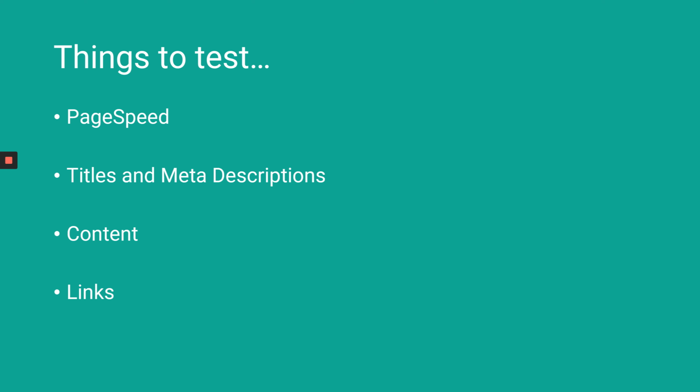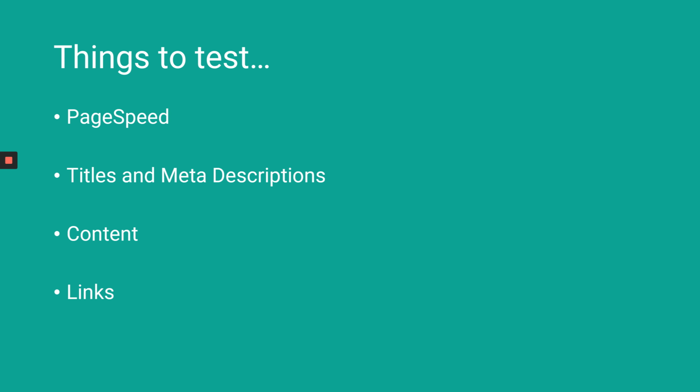Here's some ideas of things to test. Page speed is a good one, so if you improve the page speed score on an individual page or across a site, you can set up a test and see how that improves rankings. Titles and meta descriptions are a good thing to test if you're making changes to those to see if you can get an increase in click-through rate.